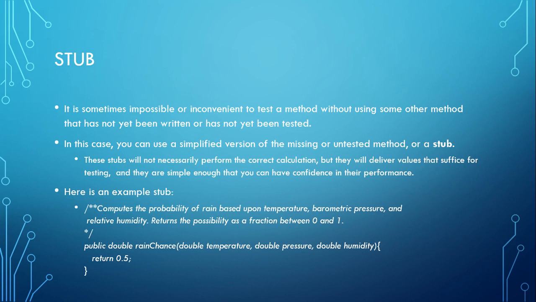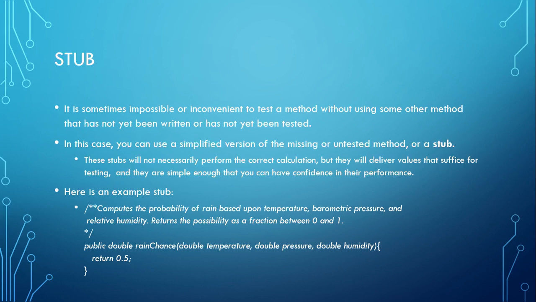Now, the most important thing that we need to talk about, though, today are stubs. It is sometimes impossible or inconvenient to test a method without using some other method that has either not been written or hasn't been tested. In this case, we can use a simplified version of the missing or untested method, which we call a stub. These stubs will not necessarily perform the correct calculation, but they will deliver values that suffice for testing, and they're simple enough that you can have confidence in the performance.